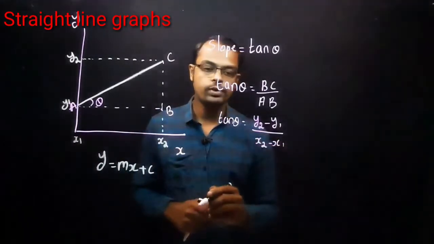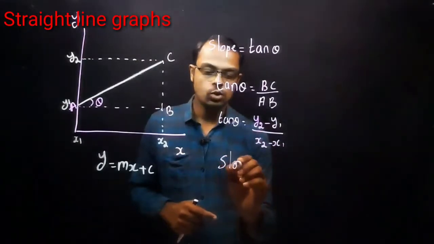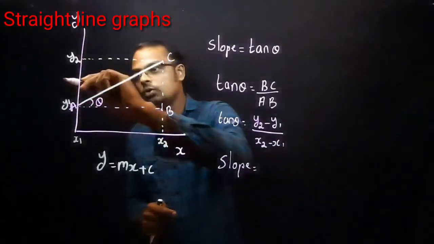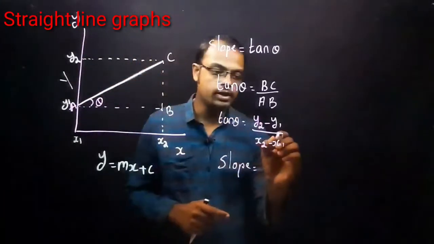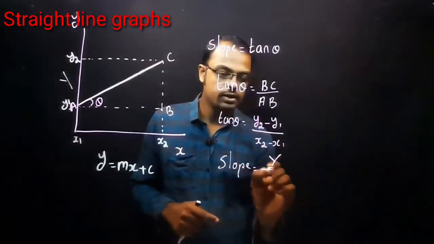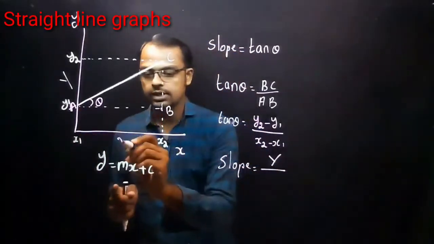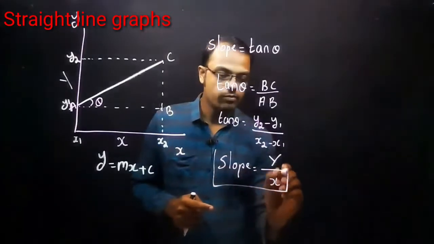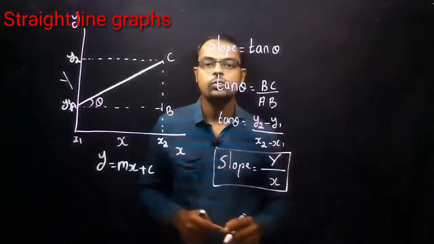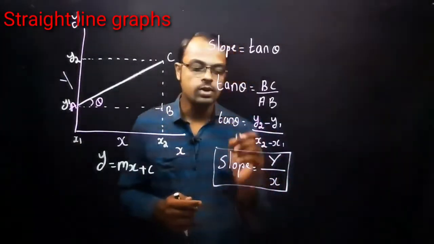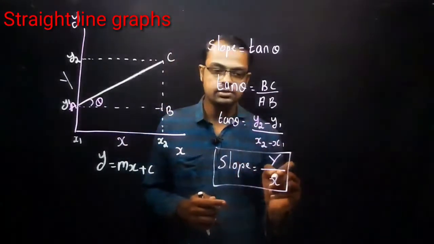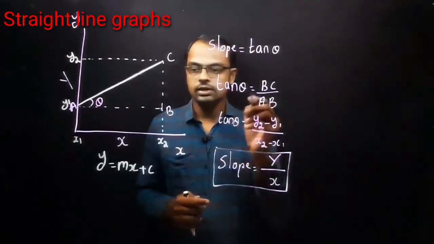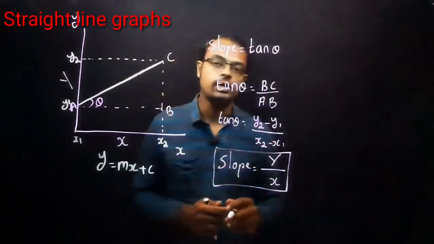So what is the slope here? We can simply write slope is equal to y2 minus y1, meaning you are getting the value from the y-axis. I am marking it as y. So you can write simply y divided by x2 minus x1, say the value is x. So we can write here y by x. From any straight line graph, you can calculate the slope. Slope is equal to y by x, or y2 minus y1 divided by x2 minus x1, or tan theta is equal to the opposite side divided by adjacent side.